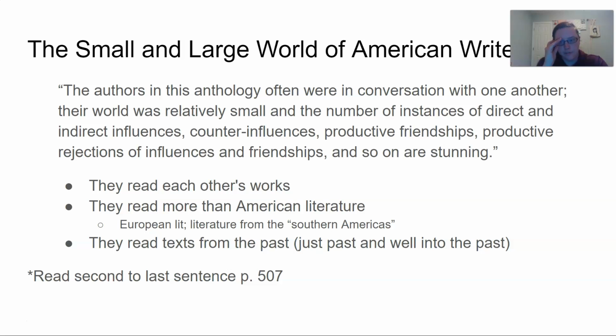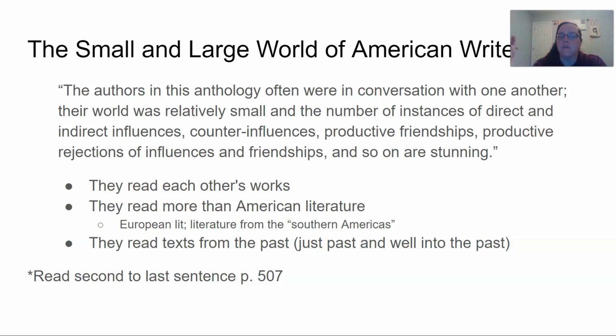And our book has this quote. I'm going to read two quotes actually, but our book has this quote, I believe on page 506, maybe 505. "The authors in this anthology often were in conversation with one another. Their world was relatively small, and the number of instances of direct and indirect influences, counter-influences, productive friendships, productive rejections of influences and friendships, and so on are stunning." And really what the text means here is that American literature does not just exist in this bubble all by itself, and the writers of American lit don't just exist in this bubble all by themselves.